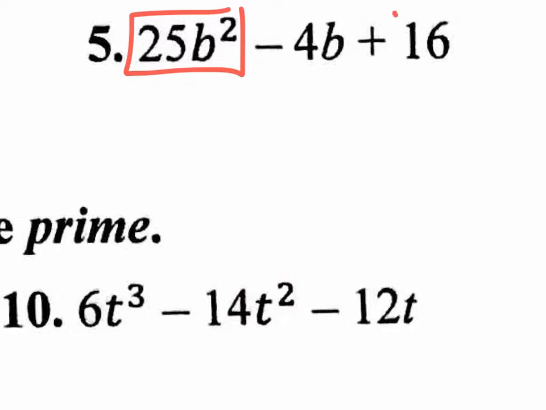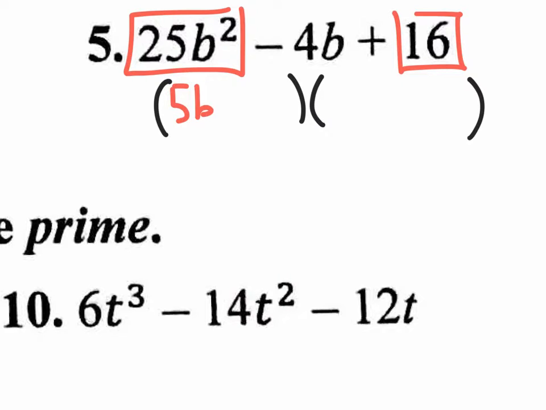We have a perfect square term over here. When we square root it and plug it into our answer format, we're going to get what? 5b with the 4 and 5b with the 4, right? Now, I know I need a positive 16 at the end of it all, so it's either going to be positive 4 times positive 4 or negative 4 times negative 4. What do you guys say? It looks like negative 4 times negative 4.